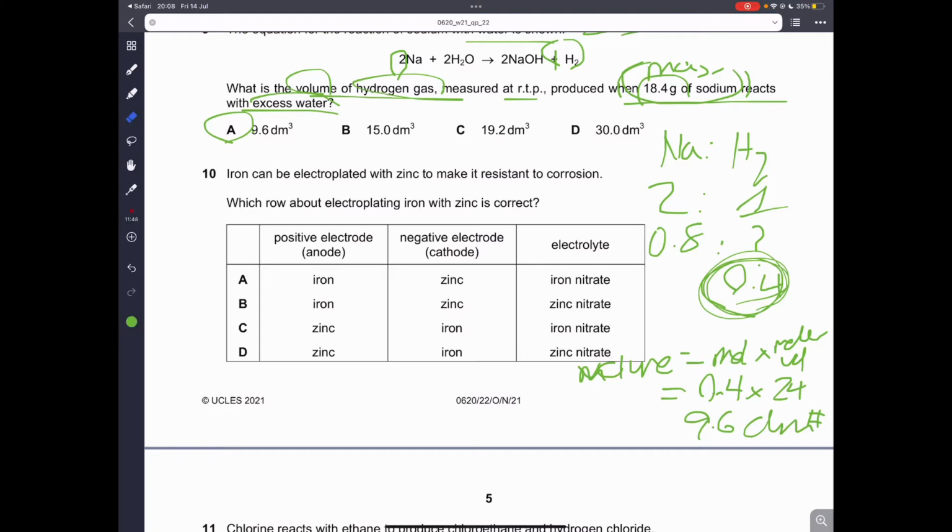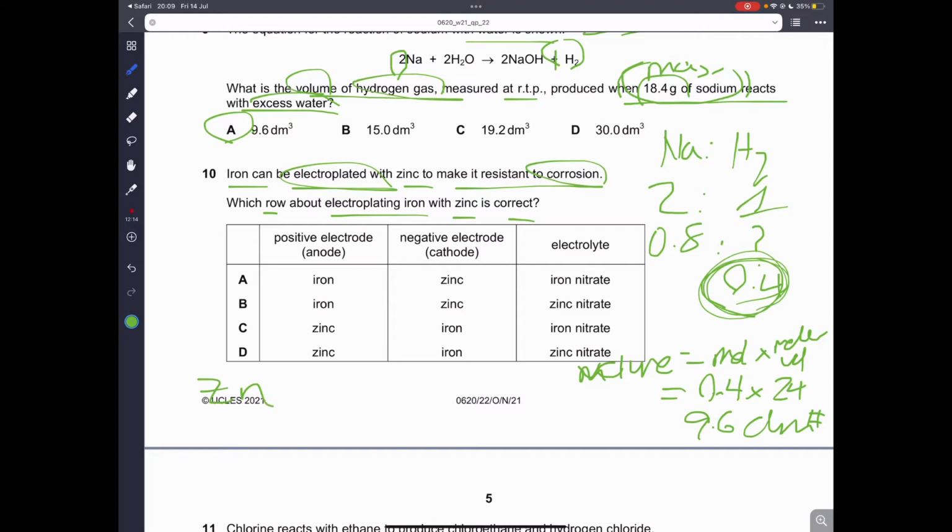Okay, moving on to question number 10. Iron can be electroplated with zinc to make it resistant to corrosion. Which rule about electroplating iron with zinc is correct? Okay, this is an electrolysis question. So we want to electroplate the iron with zinc. So zinc has to be the outer layer. Zinc has to lose the electron.